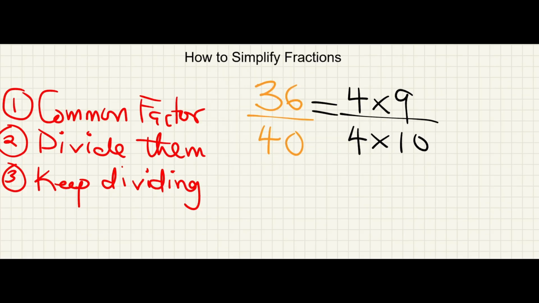So then we can cancel out our common factors, and that is a 4 here. And our final answer is 9 out of 10. This is super easy, as I said earlier.